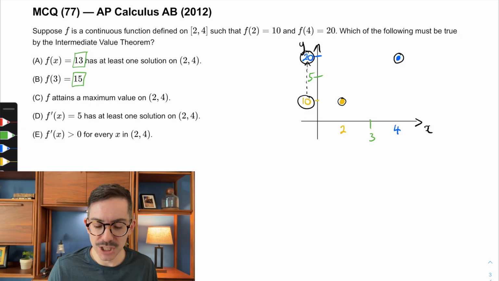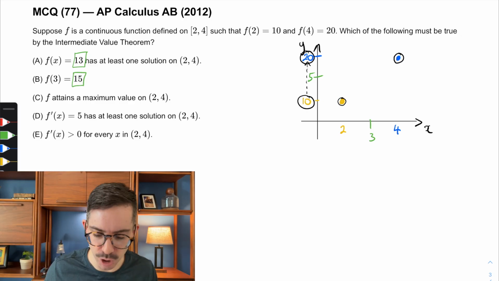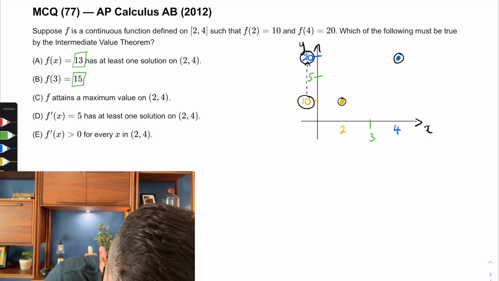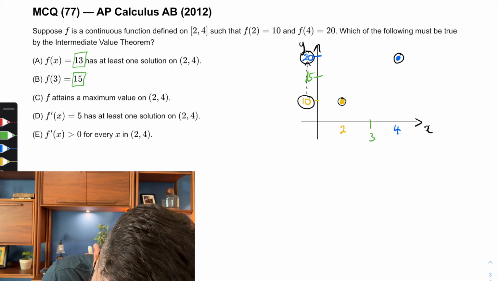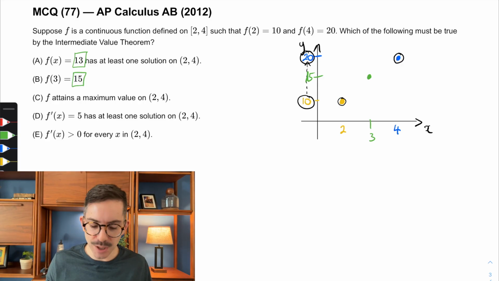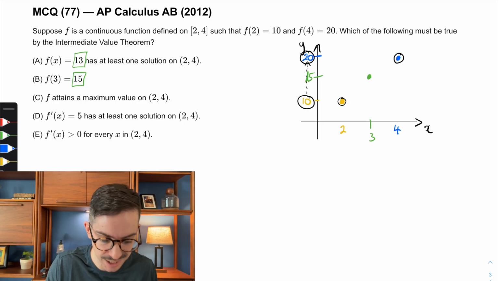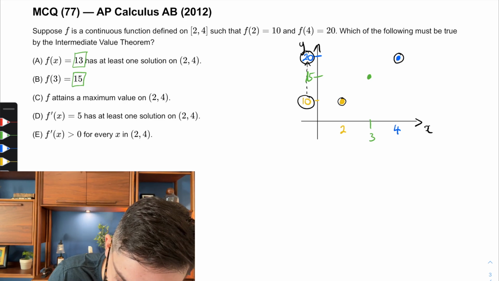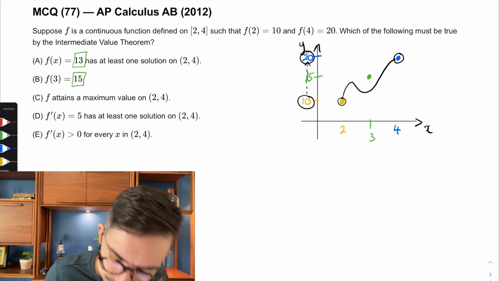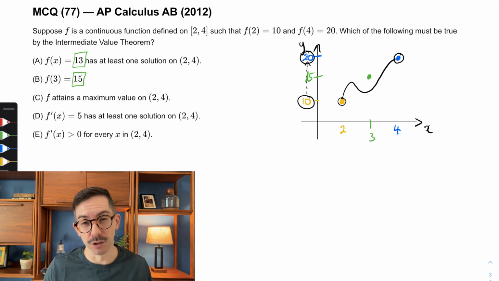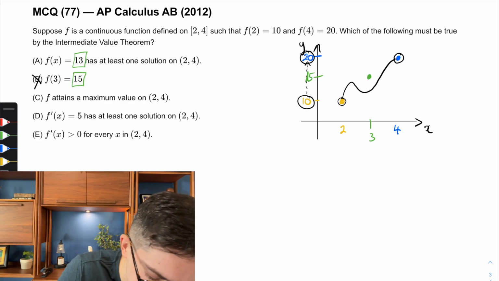So the fact that B is trying to say f of 3 is concretely equal to something is setting off an alarm bell in my head. Really, in this sketch, I'm asking, is there a way for me to connect the point (2, 10) to the point (4, 20) with a continuous function graph without passing through the point (3, 15)? I mean, yes, for sure, right? I can do lots of interesting things to avoid that particular value at x equals 3. So I'm pretty sure B is not going to be the case.